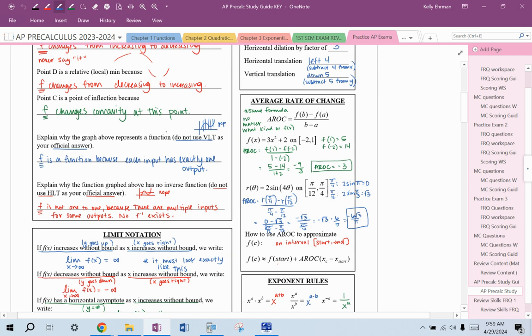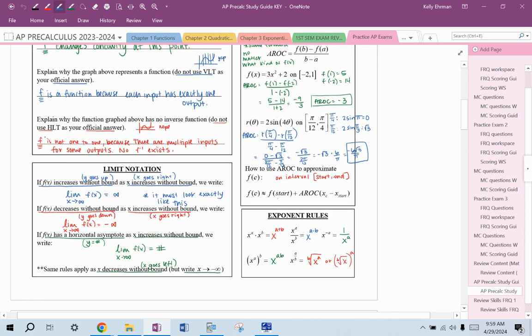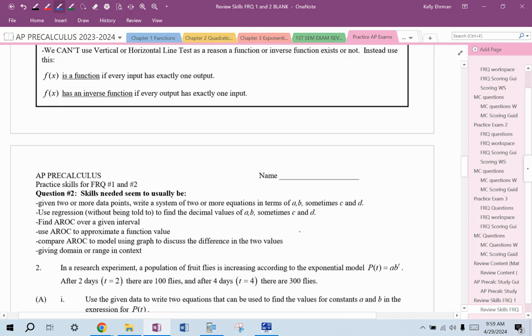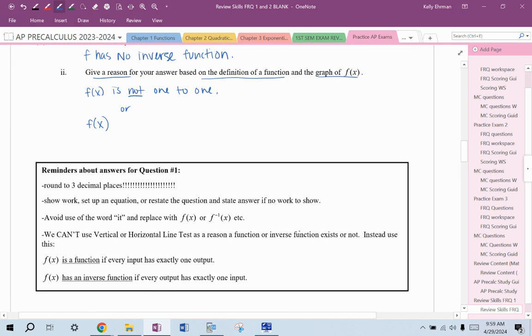Okay, here we go. F of x, let's see. F of x is not one-to-one because there are multiple inputs for some outputs. Or you could also say, I have this on today's at the bottom here. What else could we say? Does every output have exactly one input?